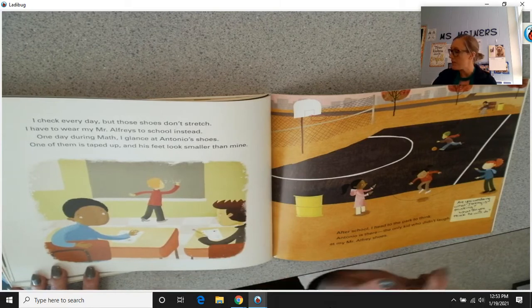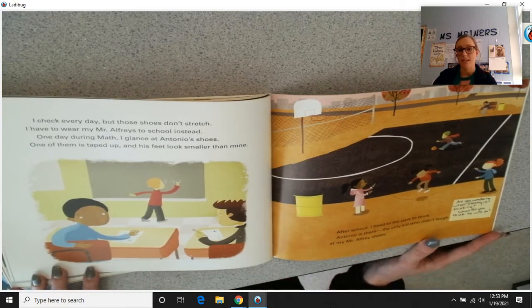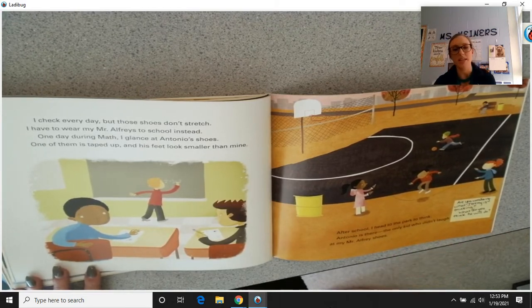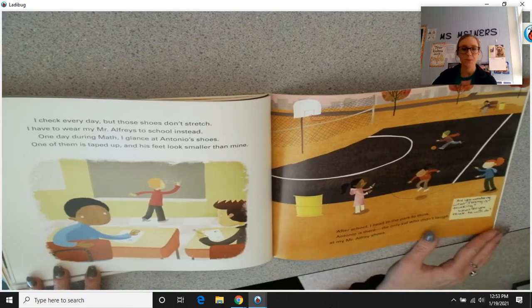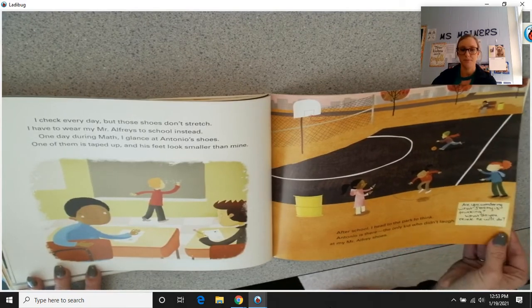So let's think for a minute. Are you wondering what Jeremy is thinking? He goes to the park. He's thinking about Antonio. What is he thinking about Antonio? And what do you think he's going to do? What do you think he might do?